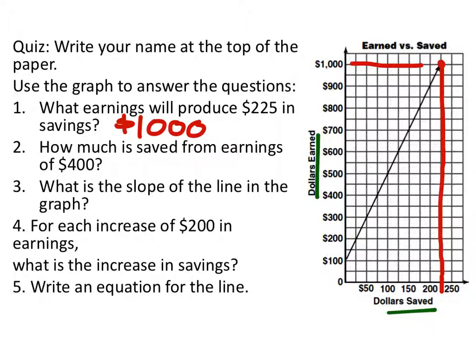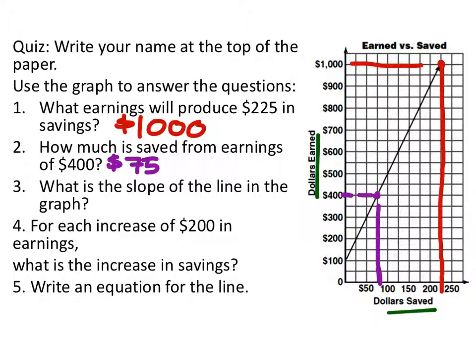Next up, on number 2, how much is saved from earnings of $400? Well, earnings, we're on the y-axis, that's the dollars earned, and that's $400 right there in purple, so I just follow that over to the line right here to this point, and that x value will tell me how many dollars were saved. And that's right in between 50 and 100, which means it has to be $75, the number right in between the two.